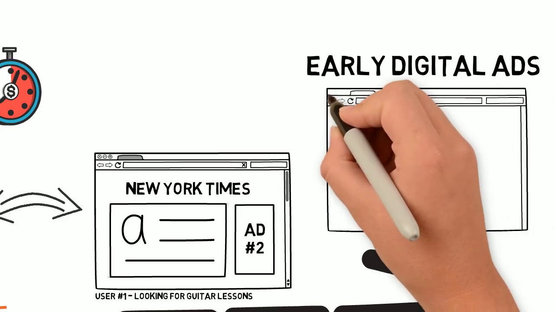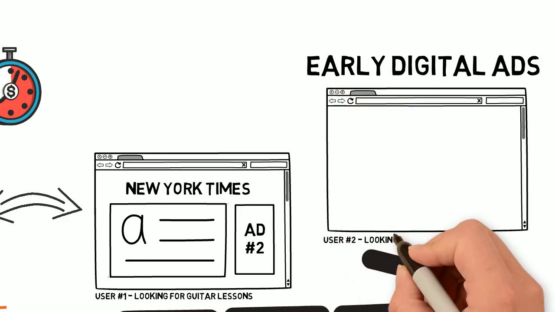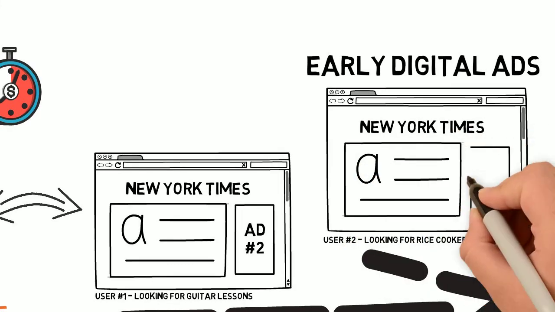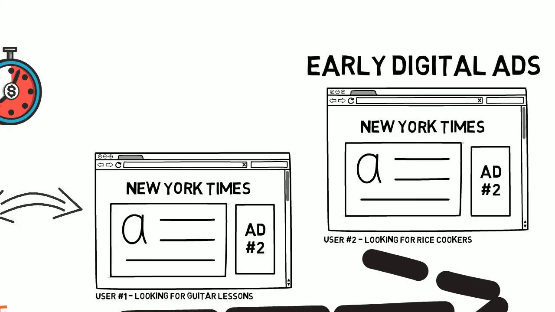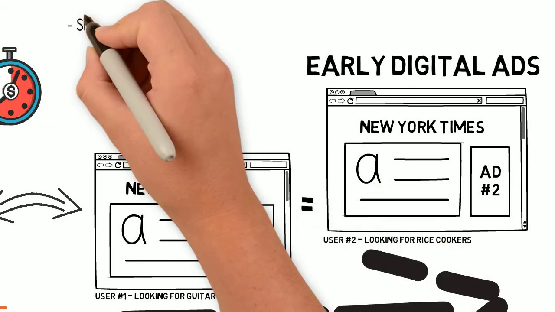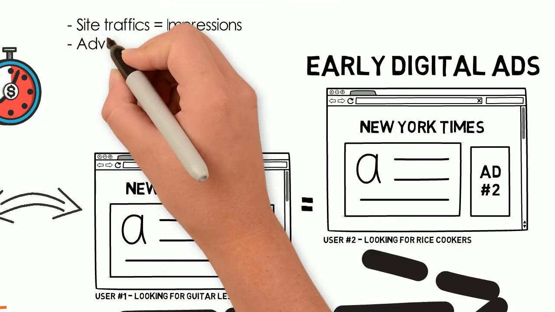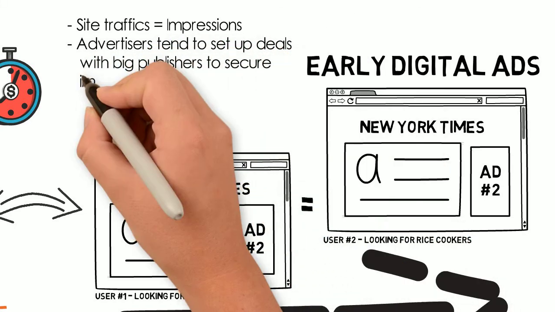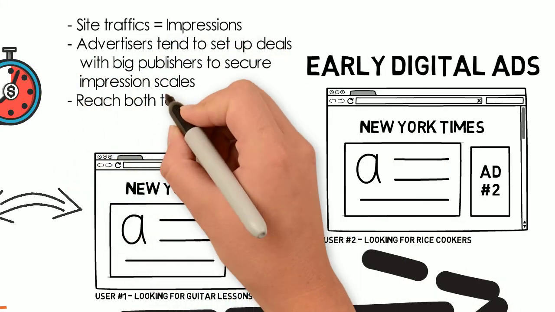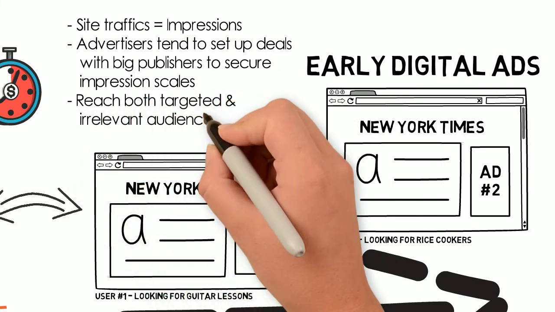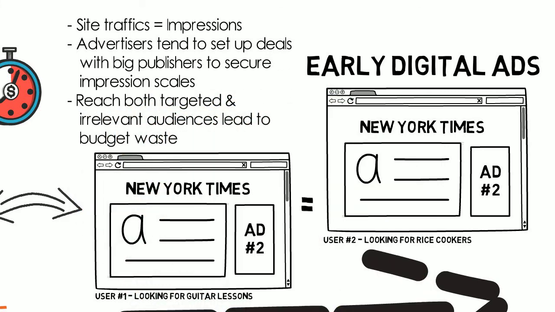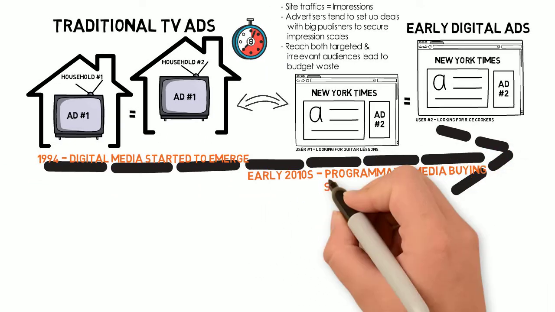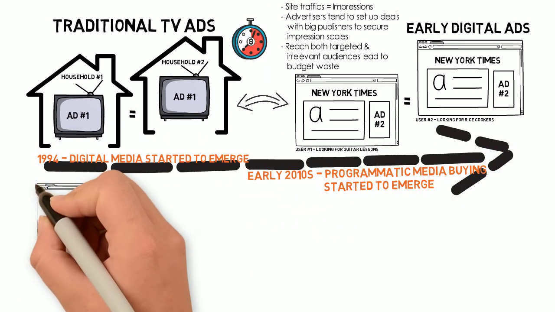Advertisers would buy all the impressions for certain ad slots on a given page during a given period of time. That's pretty much like an advertiser buying the ad slot for a certain amount of time. Therefore, at that time, site traffic was a crucial metric when choosing which publishers to buy from, as it determines the impression scale. In the early 2010s, programmatic media buying started to emerge.